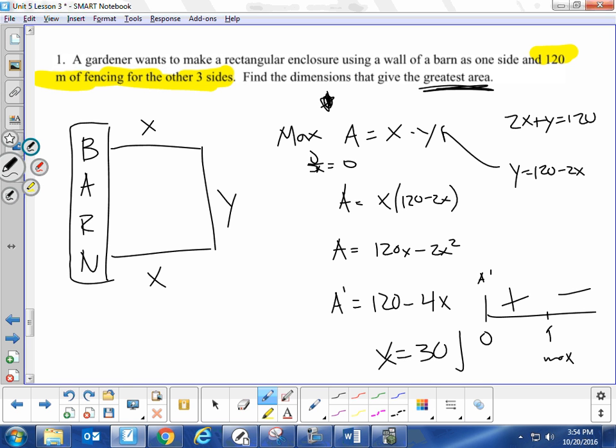All right, so that's 30. That means that y has to be 60. Okay, so those are my dimensions. This is 30, and this is 60. And now give me my greatest possible area with 120 meters of fencing that I can use.